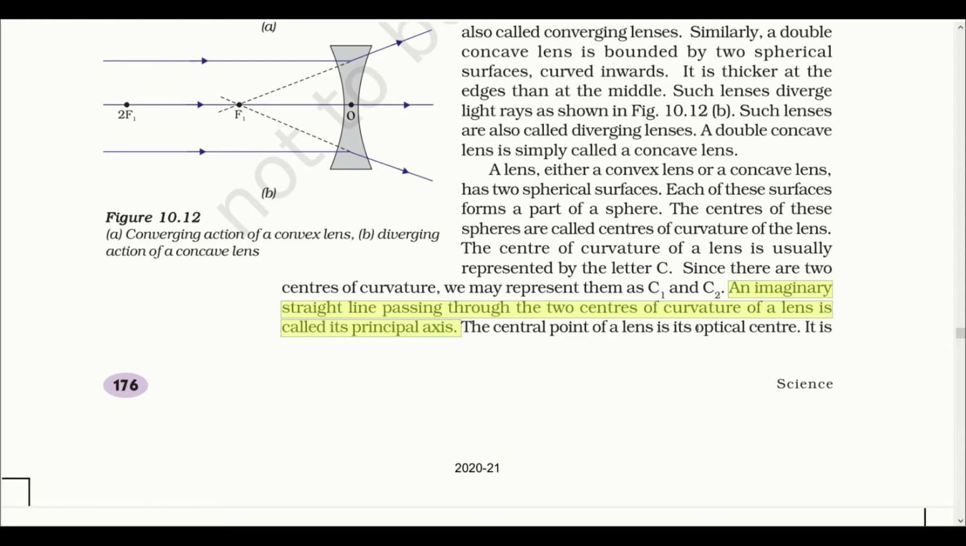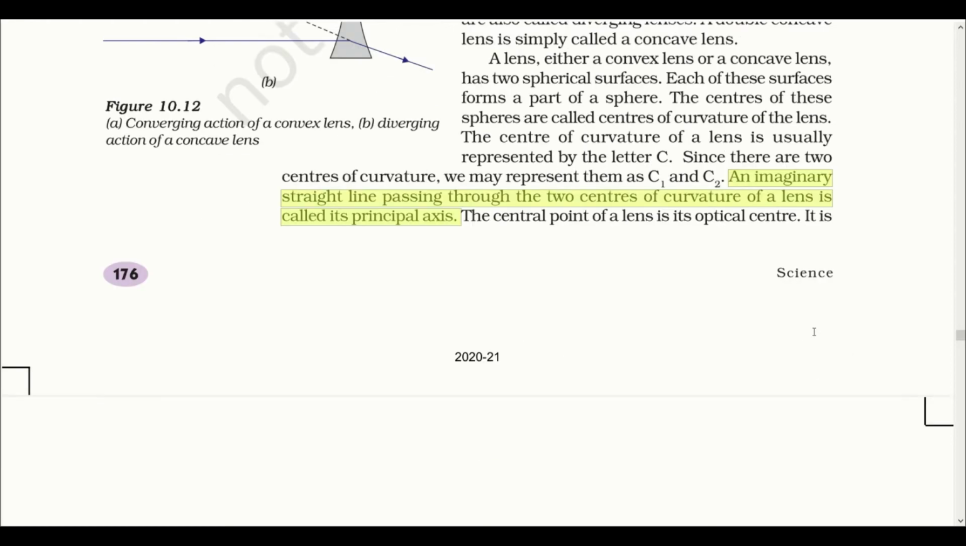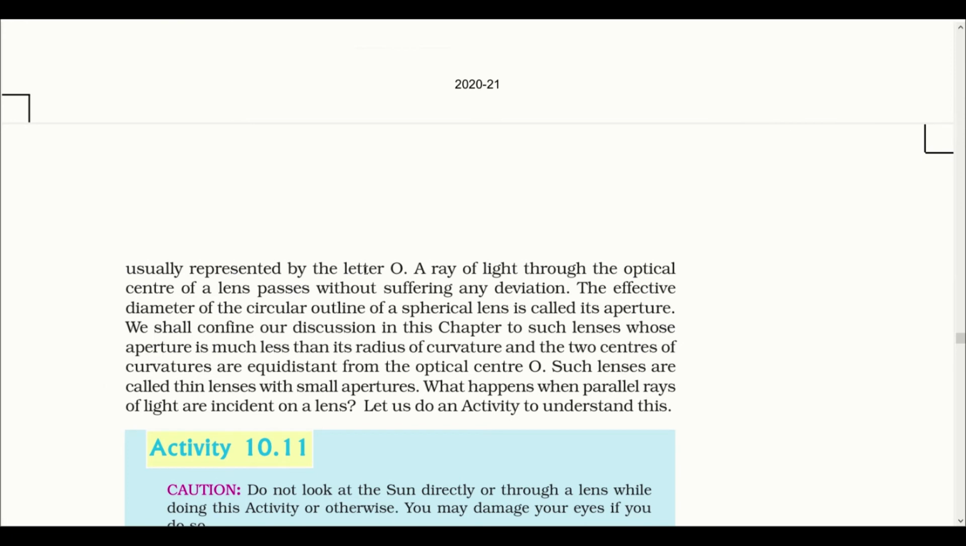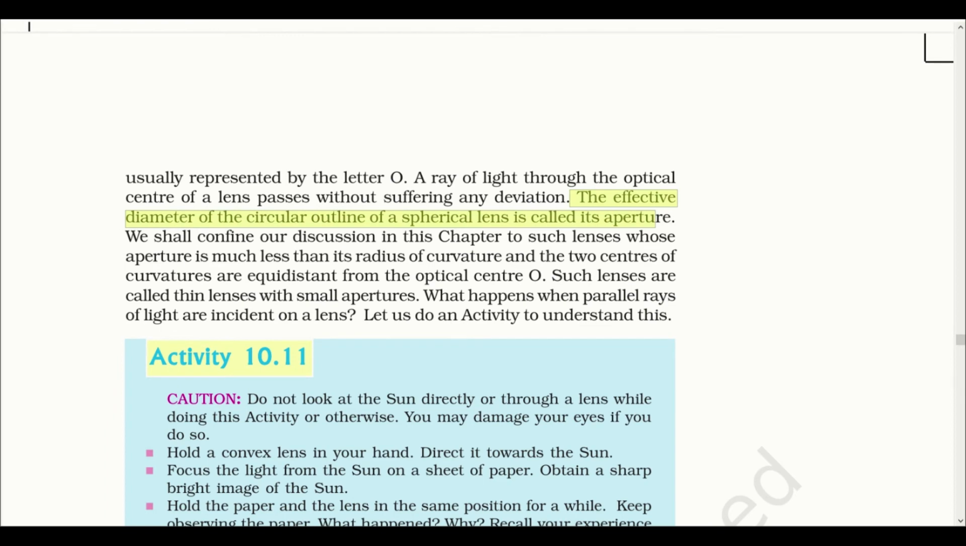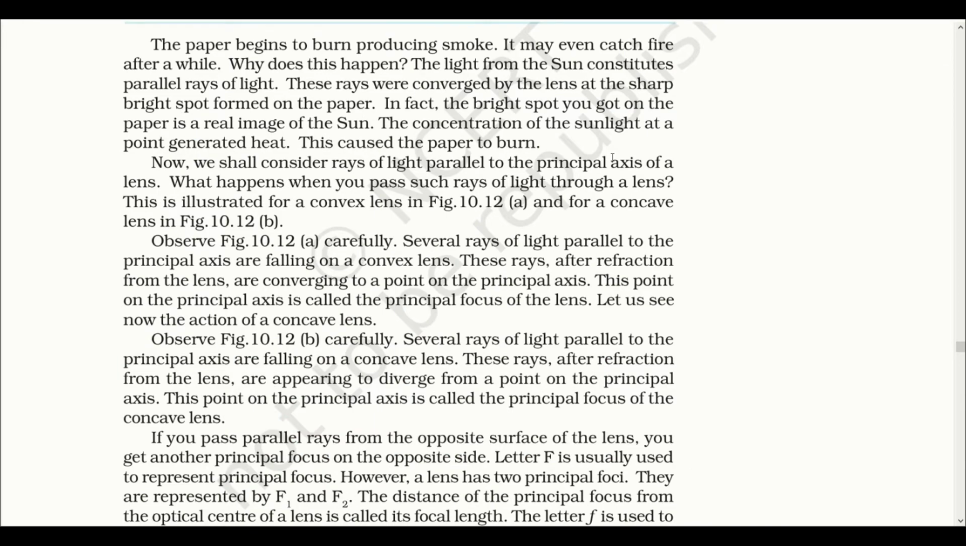The central point of the lens is its optical center. It is usually represented by letter O. A ray of light through the optical center of the lens passes without suffering any deviation. The effective diameter of the circular outline of the spherical lens is called its aperture. Such lenses are called thin lens with small apertures. Now let's see through an example the different terms associated with lens.